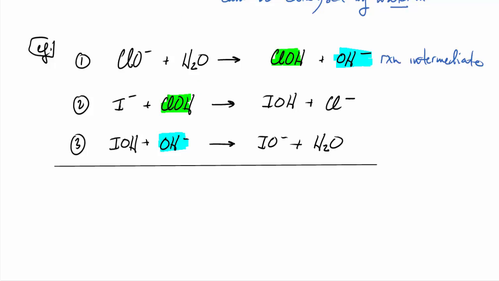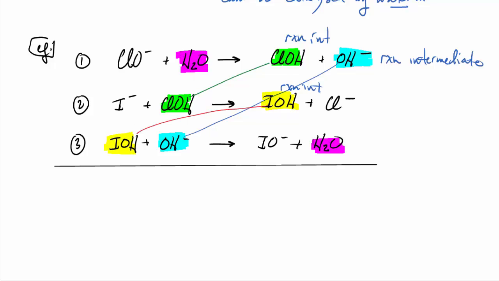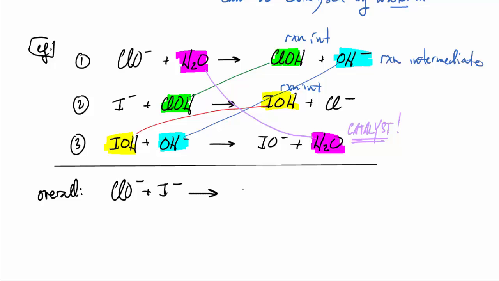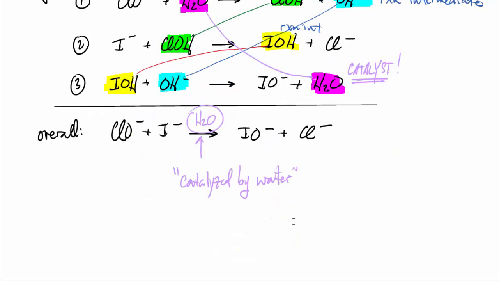OH minus is clearly an intermediate, produced and then used up. ClOH, again an intermediate, produced and used up. IOH, another intermediate, produced and used up. You can see water there acting like a catalyst, introduced and later regenerated. So the overall reaction is this Cl minus and I minus, making IO minus and the chloride ion. And we show that being catalyzed by water by showing water above the reaction arrow in this way.